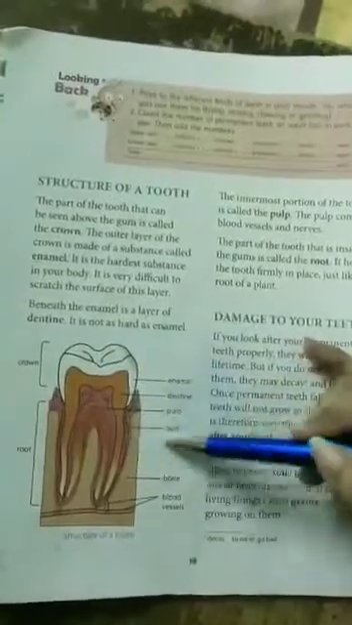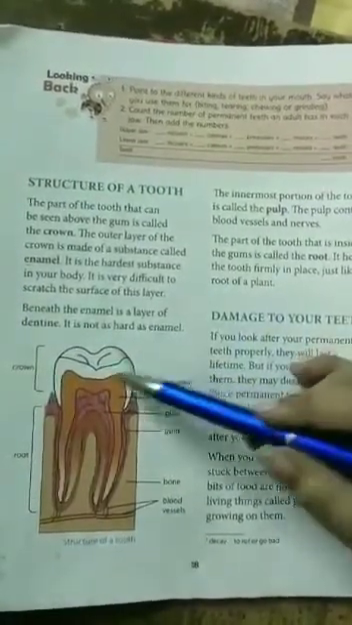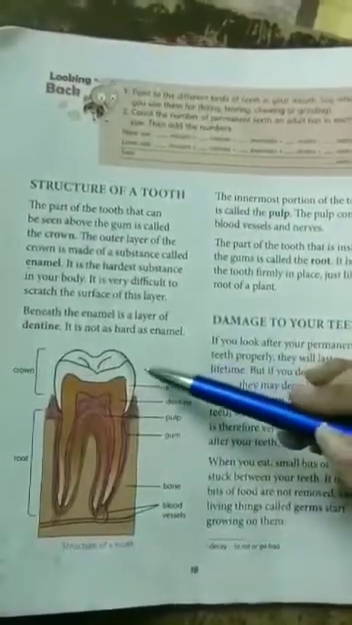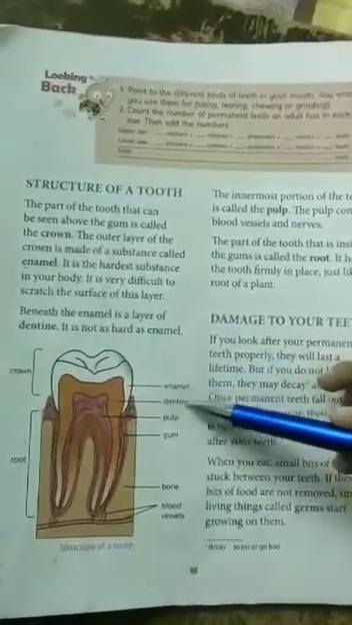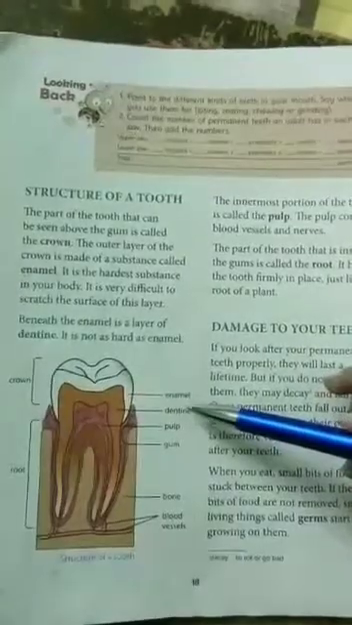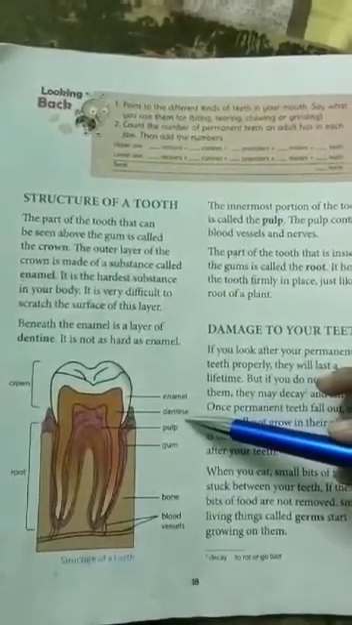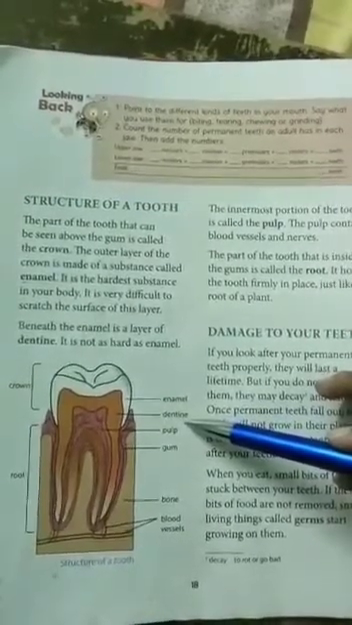This is the structure of a tooth. The part of the tooth that can be seen above the gum is called the crown. The outer layer of the crown is made of a substance called enamel. It is the hardest substance in our body. Beneath the enamel is a layer of dentine. It is not as hard as enamel.